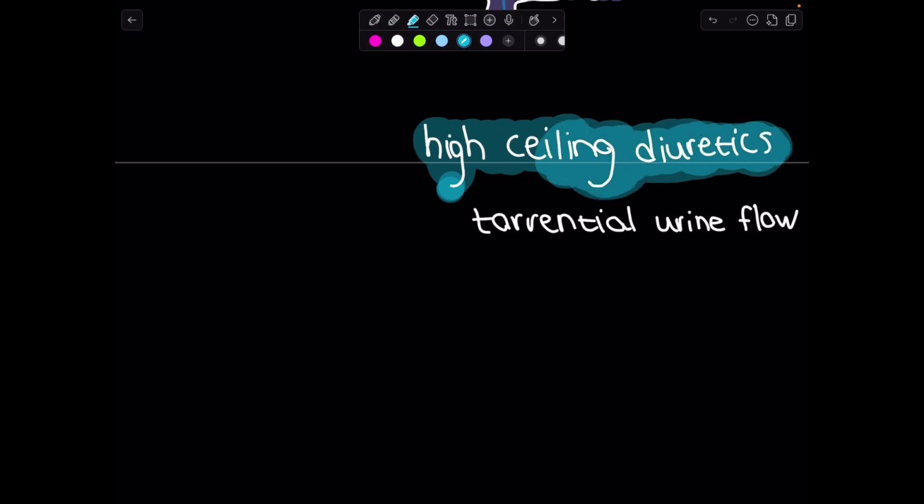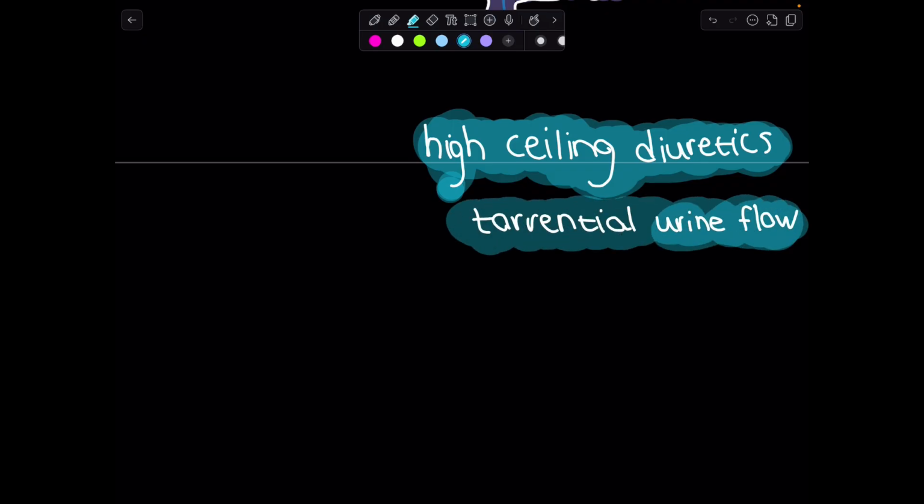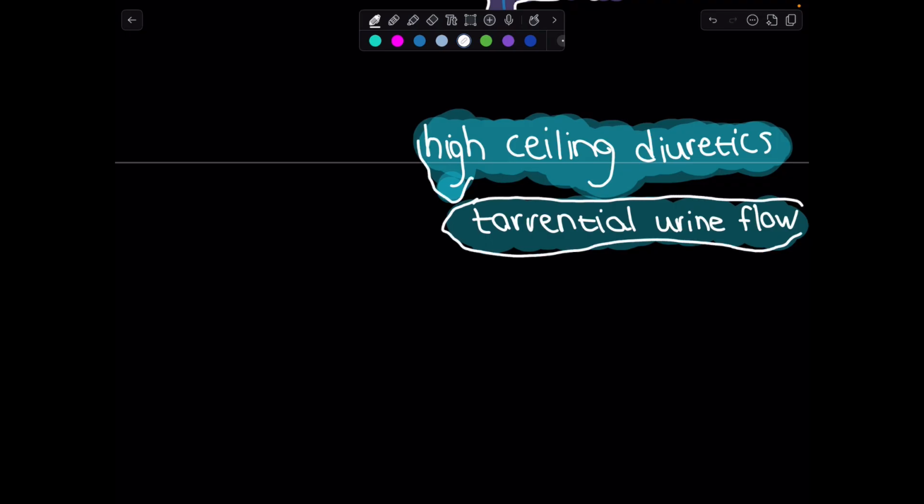I don't get this high ceiling torrential urine flow. Explain again in a sentence or two. Loop diuretics like furosemide are high ceiling because they block a major sodium reabsorption site in the loop of Henle, causing a massive, dose-dependent urine surge called torrential flow, unlike other diuretics with limited maximum effect. This makes them potent for edema, but risks dehydration.